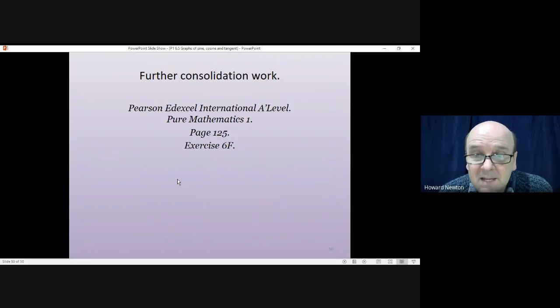That gets us to the end of the lesson. If you've got the textbook, then turn to page 125 and have a go at exercise 6F.